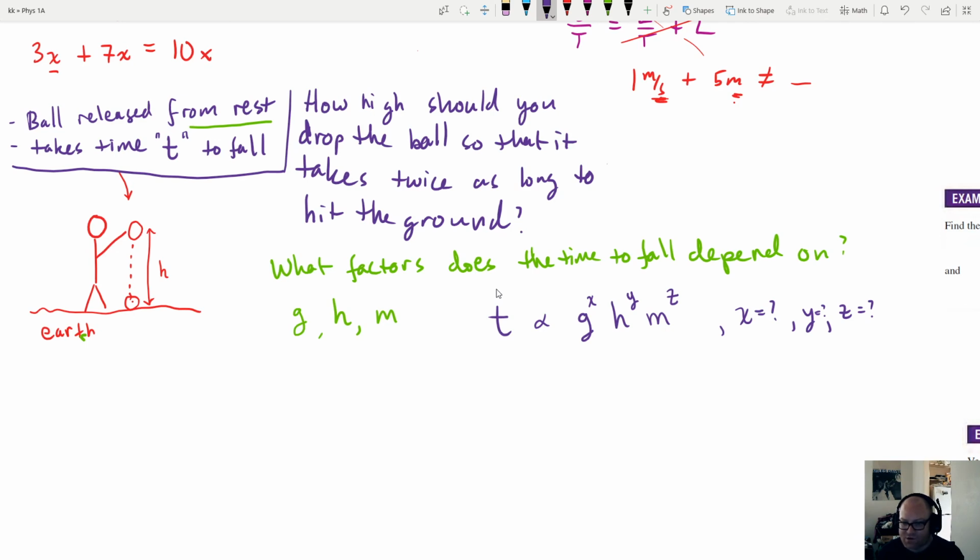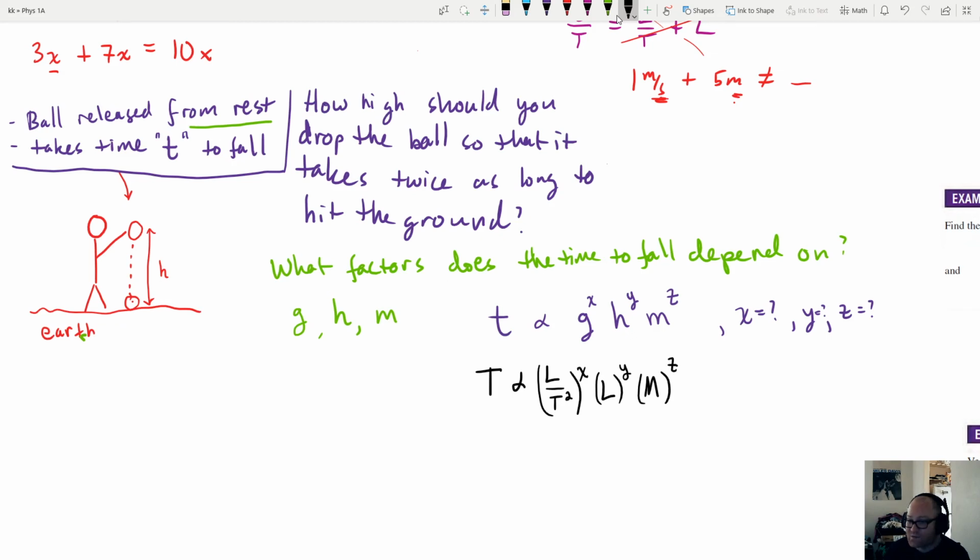I don't care about factors. All I care about is proportionality here, right? Okay, so we use our dimensional analysis. We know that time has a symbol that we call t. We know gravity is a type of acceleration, so it has units of length over time squared. We have to raise that to the x power. The height has the units of length, and we raise that to the y power. And then mass has units of mass, and we raise that to the z power.